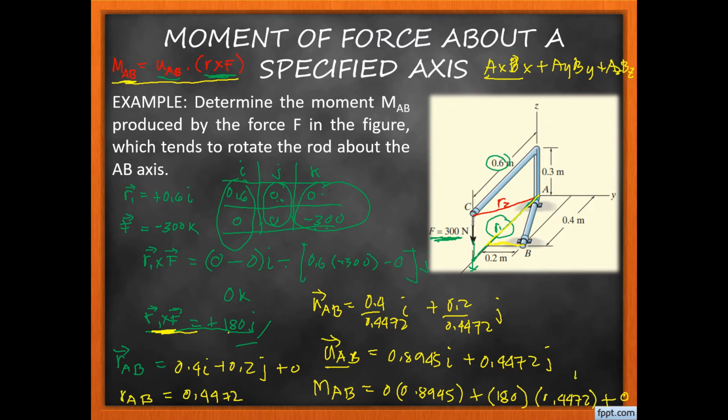So makukuha pala natin na yung moment natin automatic, this is in scalar kasi dot product yung gagamitin natin. So makukuha pala natin na yung moment natin is equals to 180 times 0.4472. So that is equals to moment about along the line AB is equals to 80.496. So ang unit natin is Newton meter. Okay?